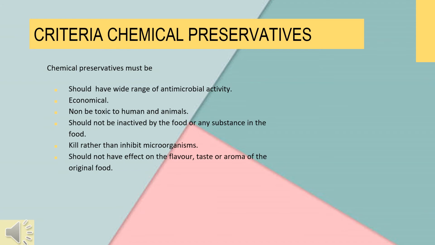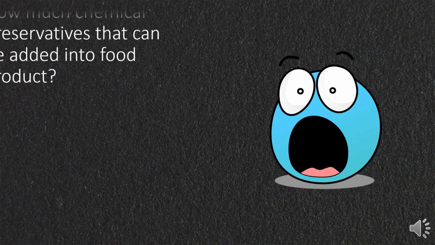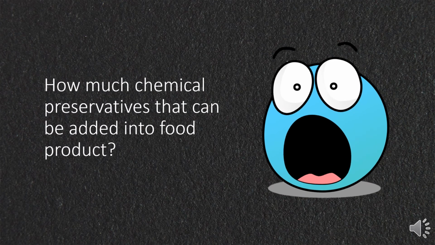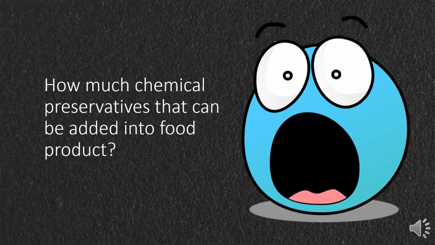Chemical food preservatives must satisfy these main criteria to make sure they can be used in food products and are safe for consumption. How much chemical preservative can be added into food products?